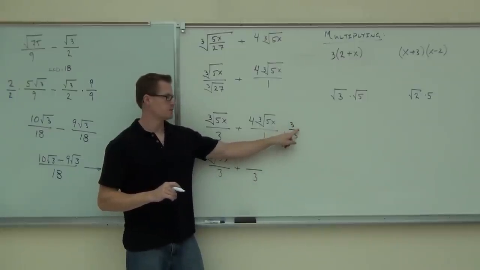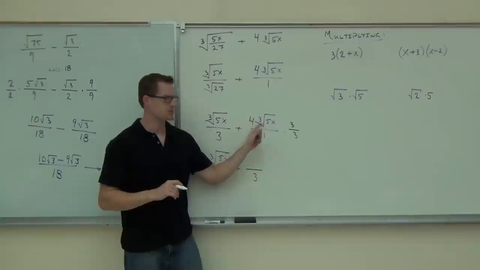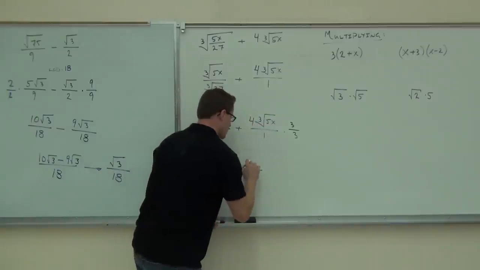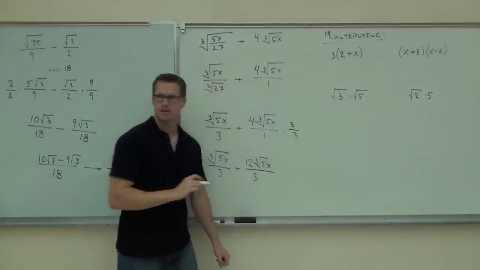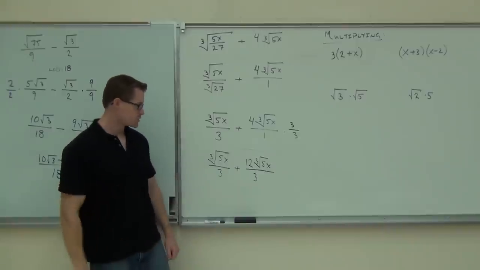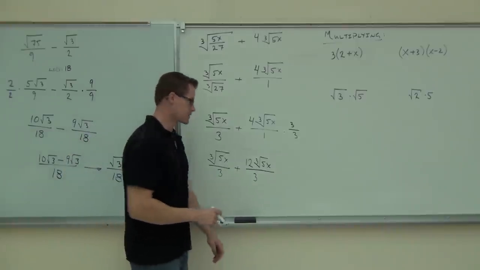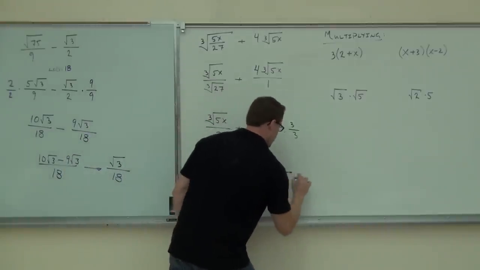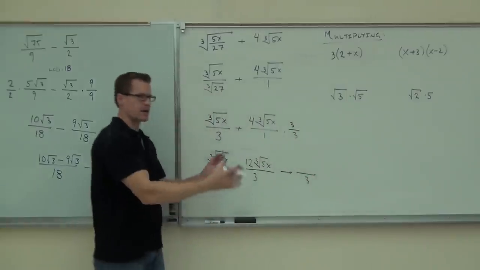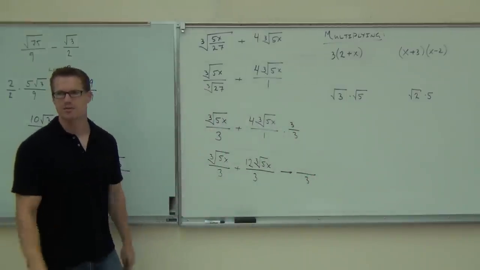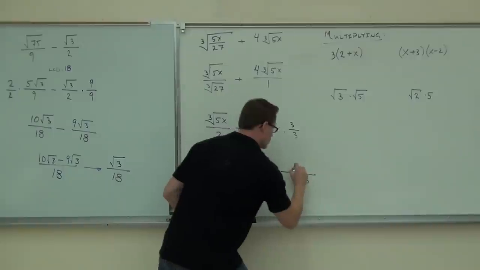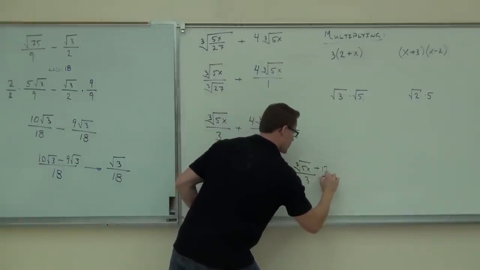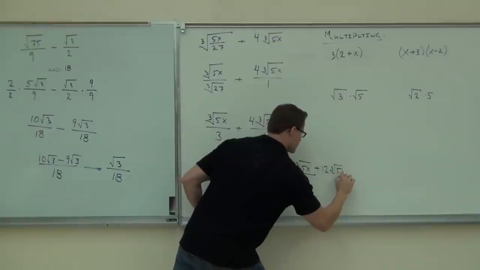The 4. Not this one? No, just this one. So we should have, on your paper, 12 cube root 5x. Did you get that? Okay, the next thing that we're supposed to do is make one fraction out of this. So when we do that, of course we'll have a 3 on the denominator. We don't actually add denominators, we just keep them the same when we're adding fractions. We've got a cube root of 5x plus 12 cube root of 5x.